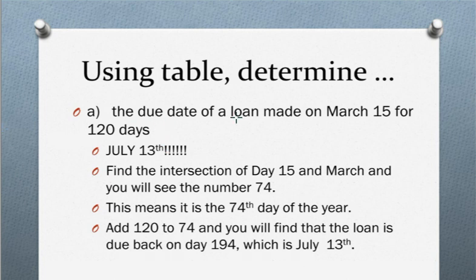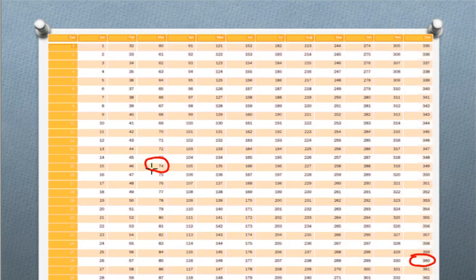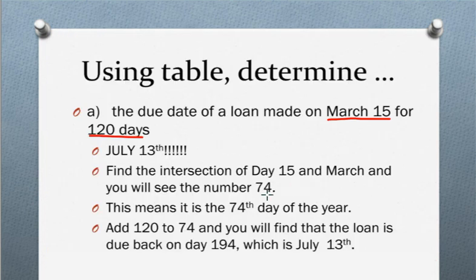But if you want the due date of a loan that you take out on March 15th and it's a 120-day loan, all you would do is go to March 15th, which we were actually just there a second ago. That's day 74, right? And so you would take day 74, and then add 120 days to it. That takes me to 194. And then you would find the 194th day, which is July 13th. So that's how you can figure out things like that.